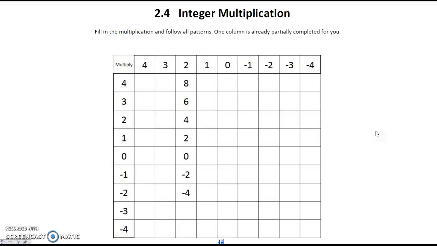I want to talk about multiplying with positive and negative numbers. If you don't already have a chart set up like this, take a moment to grab a piece of paper, set up a chart. It's a multiplication chart, but it's set up a little bit differently. It goes from 4, 3, 2, 1, 0, negative 1, negative 2, negative 3, negative 4 across the top, and also down the side. So take some time to set this up, pause the video, and go ahead and set it up.